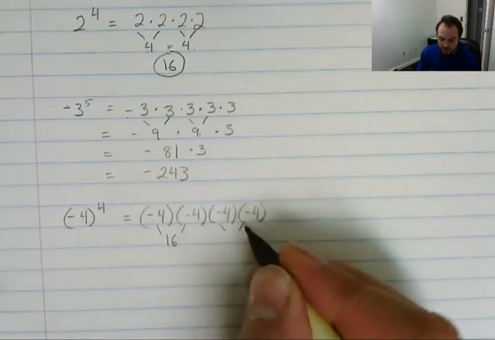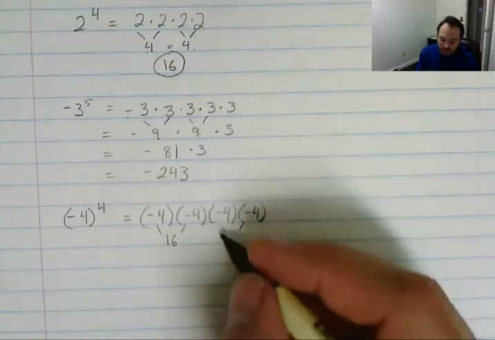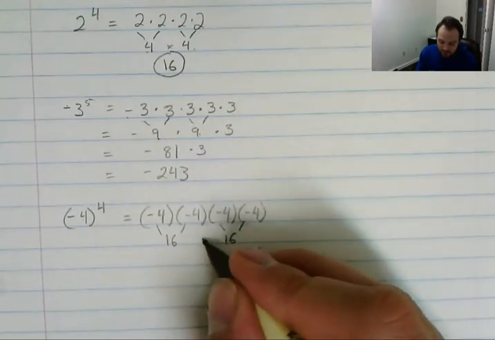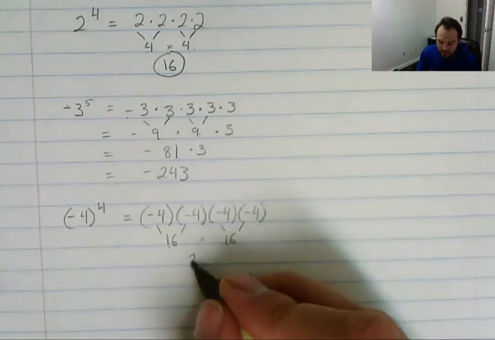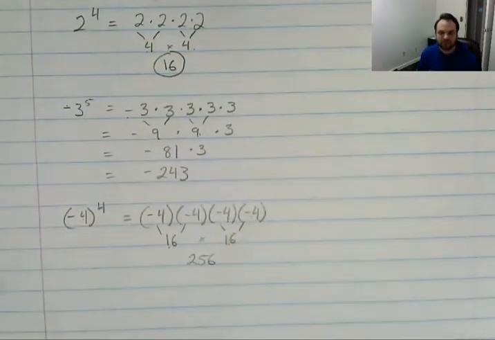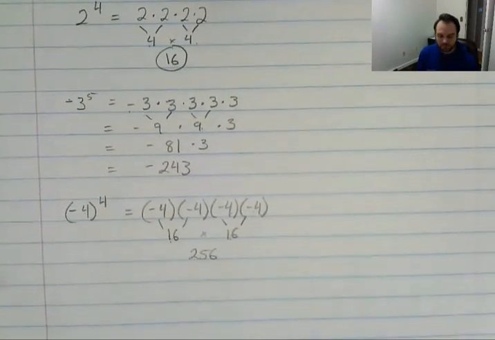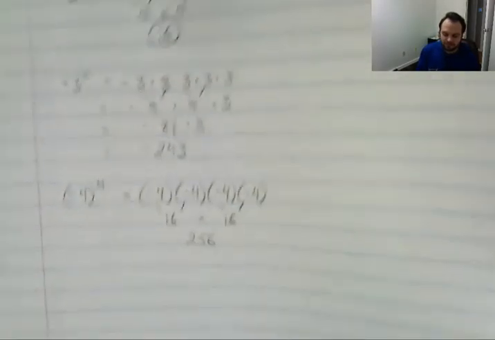I multiply these together. I have a negative times a negative, and that is a positive. So that's going to give me also 16, positive 16. So now I'm going 16 times 16. That's going to give me 256. All right? We're going to do one more here. Let's try this next one.